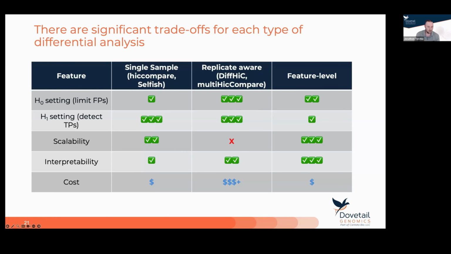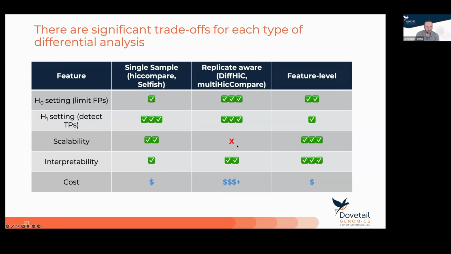So in order to do a whole genome comparison, you only really need one sample in each condition to get reasonable results. The replicate-aware types like diffHiC, multiHiCcompare, they perform the strongest statistically, right? So they have good performance in the false positive setting and good performance in the detection setting. Their scalability, though, is hit and miss.